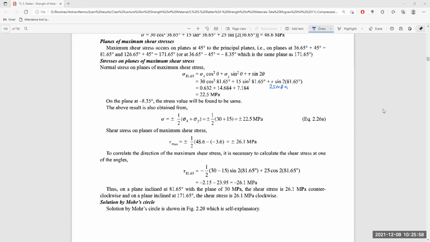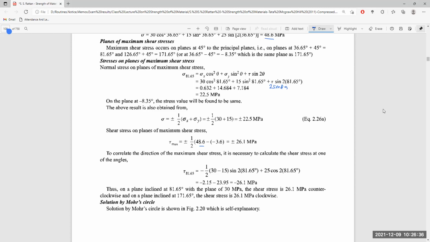And on the plane at minus 3, the stress will be found to be the same. The result is obtained from this equation: plus minus (sigma x plus sigma y) plus minus half of 30 plus 50, which is 22.5 MPa. The shear stress on the plane of maximum shear stress is plus minus half of (sigma x minus sigma y). That is the maximum tensile stress as well as maximum shear stress, 48.6, and the minimum is 43.36, equal to plus minus 26.1 MPa.